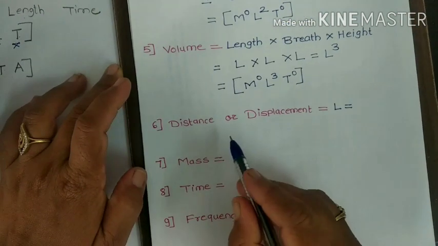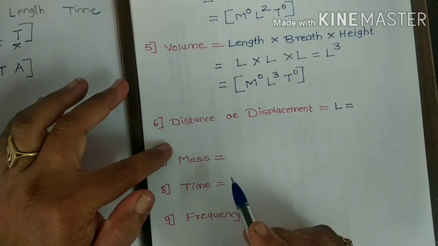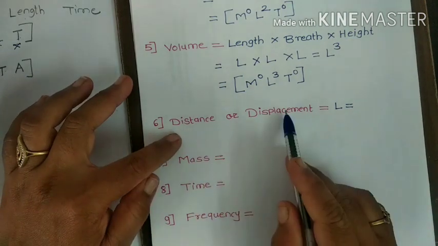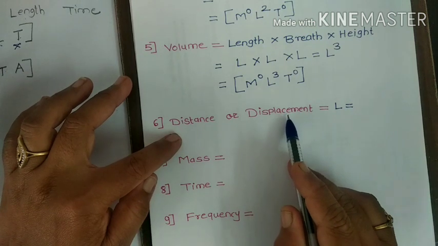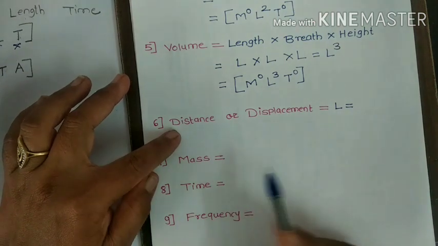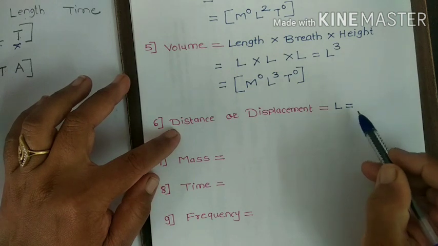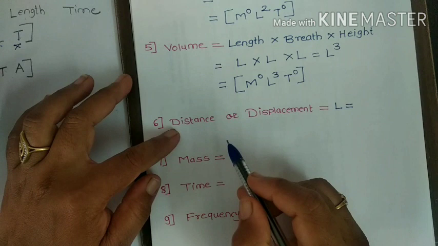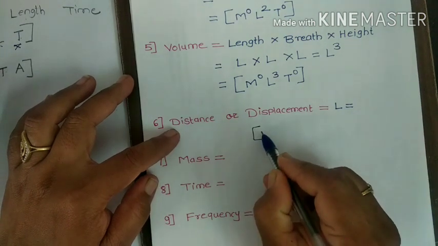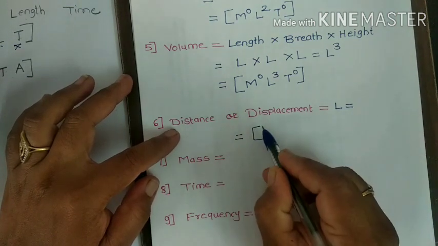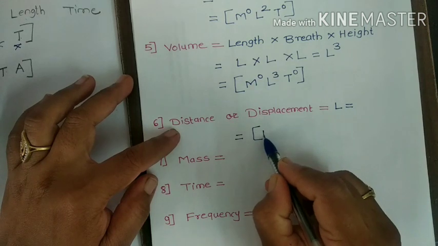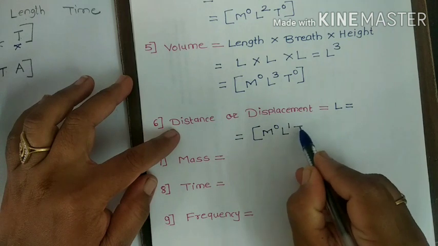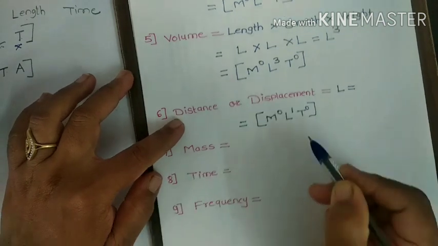Okay, then distance or displacement. Distance is a scalar quantity and displacement is a vector quantity, but both have the same dimensions. Okay, and that is measured in the form of length. Again here mass and time are not required. That's why the dimensions of distance or displacement are M raised to the power 0, L raised to the power 1, T raised to the power 0.